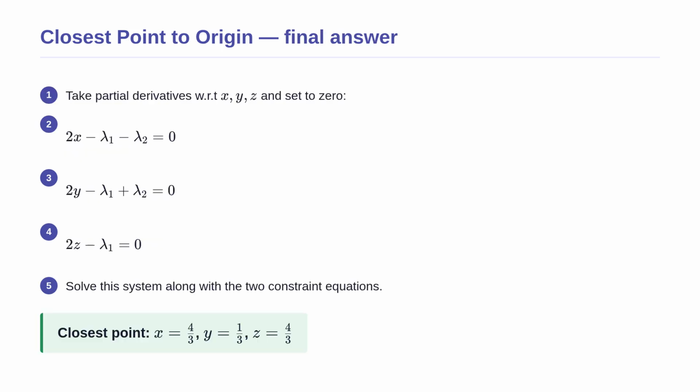Taking the partial derivatives with respect to x, y, and z gives us 3 equations, plus our 2 original constraint equations. By solving this system of 5 linear equations, we find the exact coordinates. The point is 4/3, 1/3, 4/3. This specific point perfectly satisfies both plane equations and has the absolute minimum distance to the origin. The multipliers would tell us the sensitivity to shifting the planes.